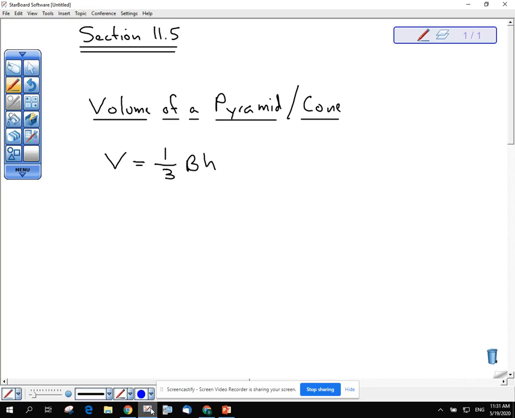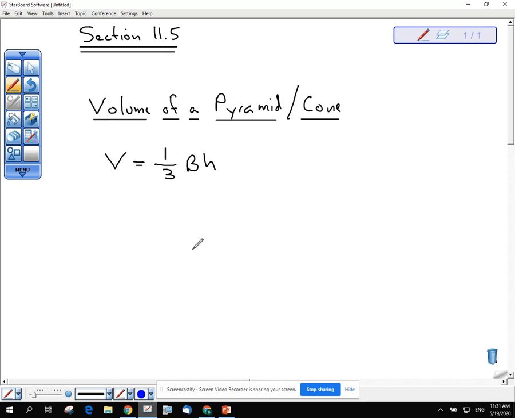Geometry, section 11.5, volumes of pyramids and cones. Just one formula. V equals 1/3 BH. That's capital V for volume, equal to 1/3 capital B, that's the area of a base. I know we've talked about that in a couple of different sections. The area of a base, a two-dimensional area, and then times the height of the pyramid.